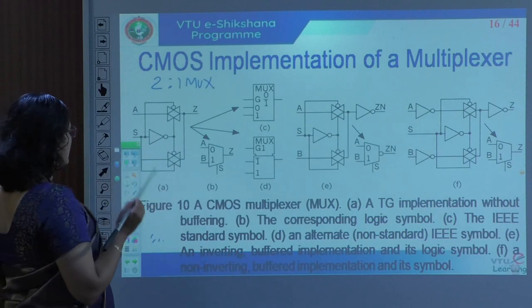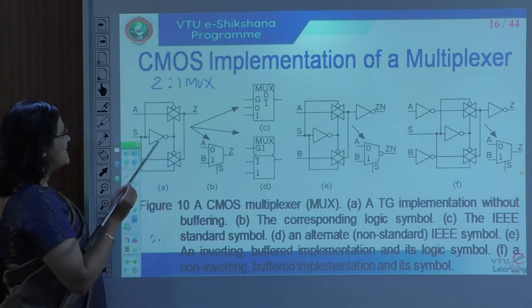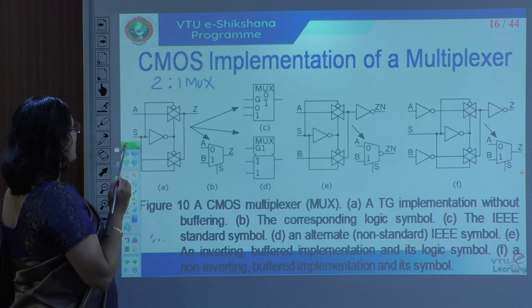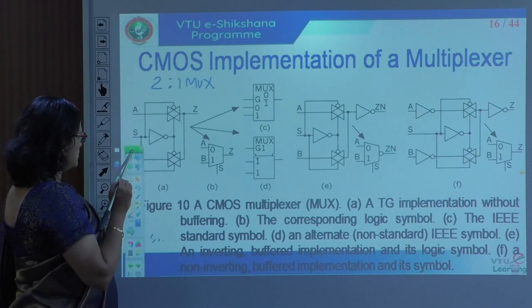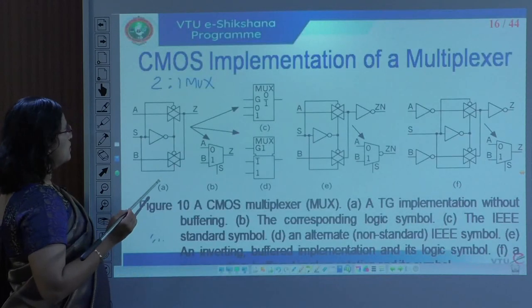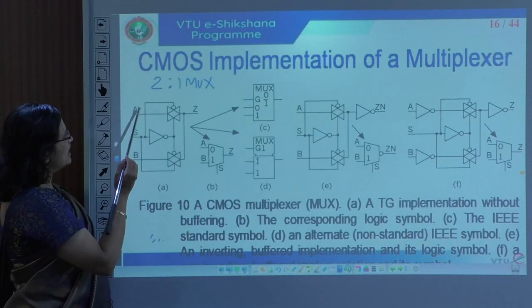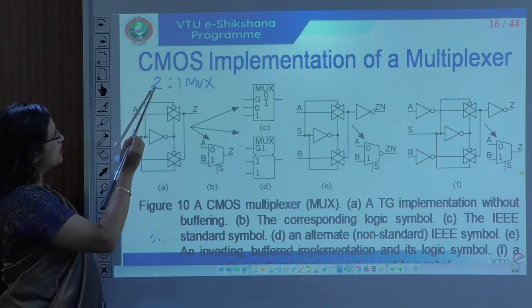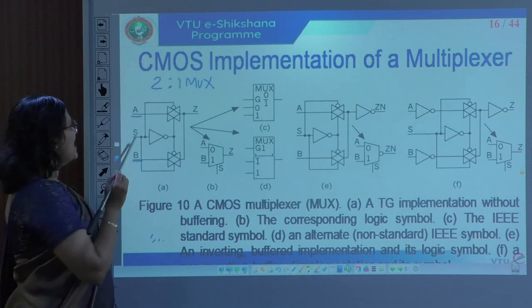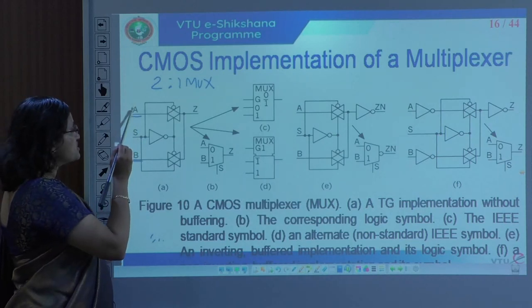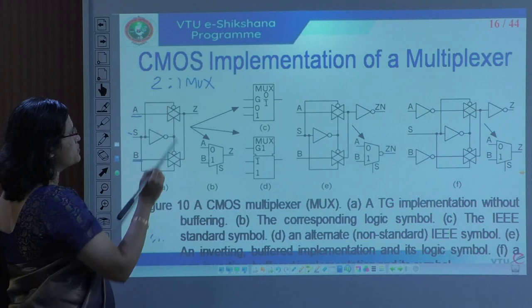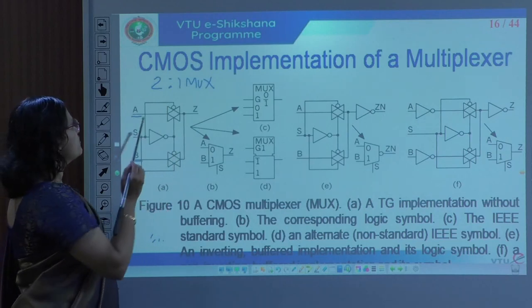You can see here, the 2 data inputs are termed as A and B, and one select signal is required to select one of these data inputs. That is why it is called S, and it is constructed using a transmission gate symbol. So, we will see now.